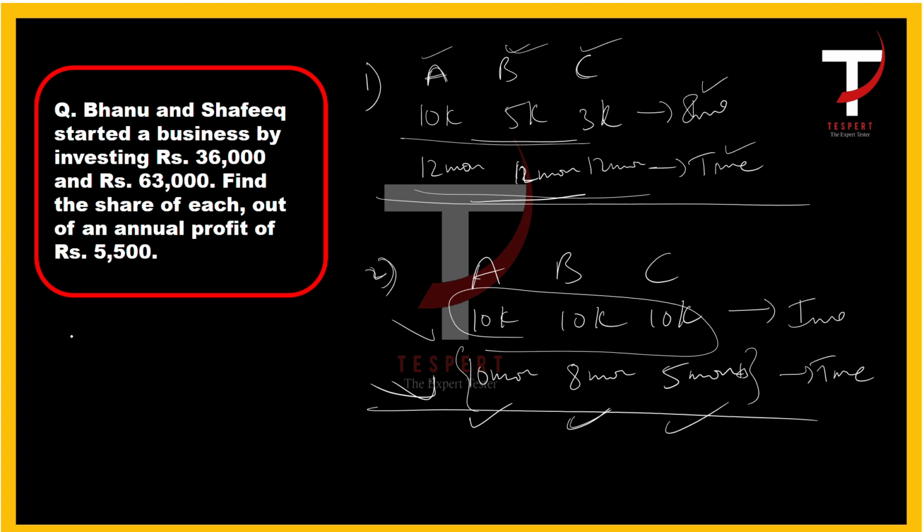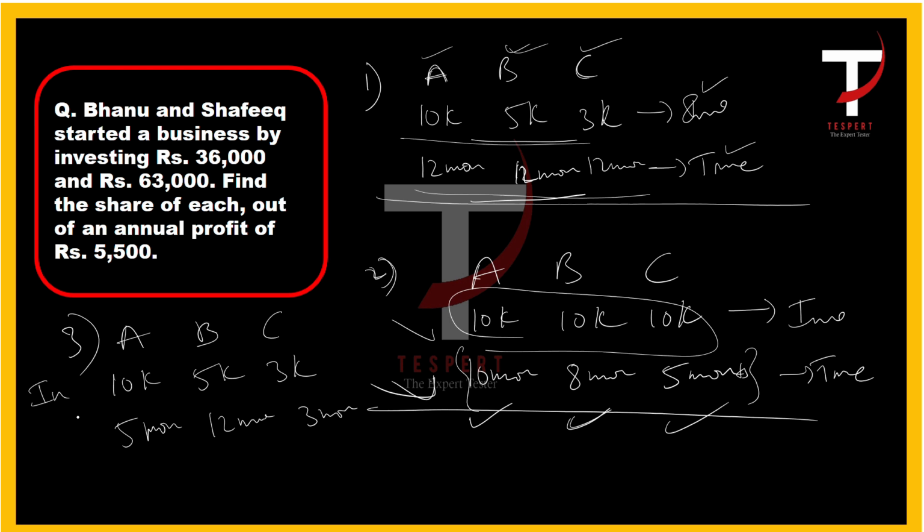Whereas in the third case, all the partners are investing different amounts for different periods of time, right? So A, B, C, all are investing different amounts. Let's say A is investing 10,000, B is investing 5,000, C is investing 3,000, and A is investing for 5 months, right? B is for 12 months and C is for 3 months. So this is investment and this is time.